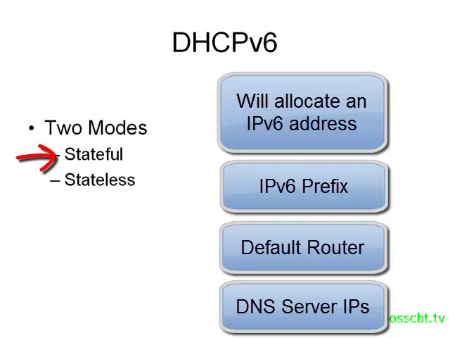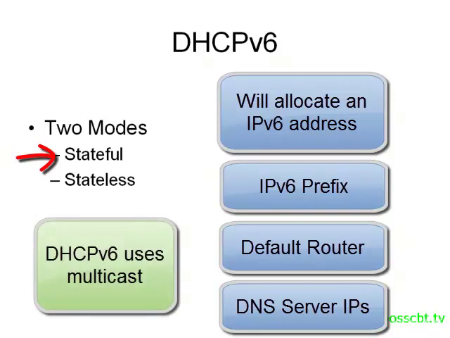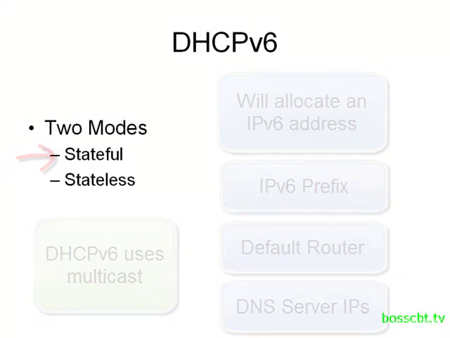Now on a side note, since we learned about how DHCP version 4 works, it's good to note that multicast is used in DHCP version 6 instead of broadcast. And quite simply, that's because IP version 6 does not support the broadcast message. Okay, so that's the stateful DHCP server.